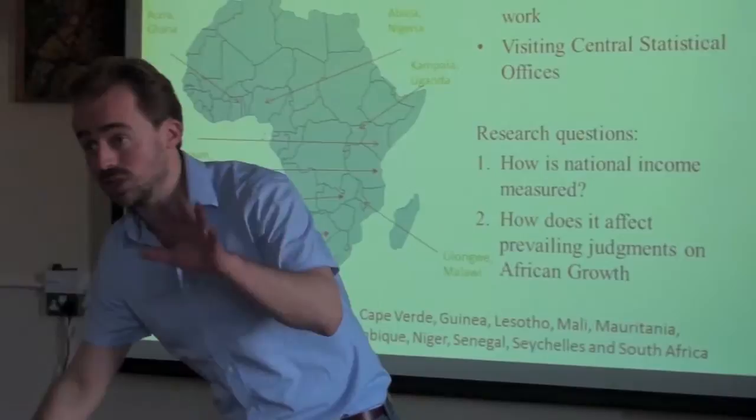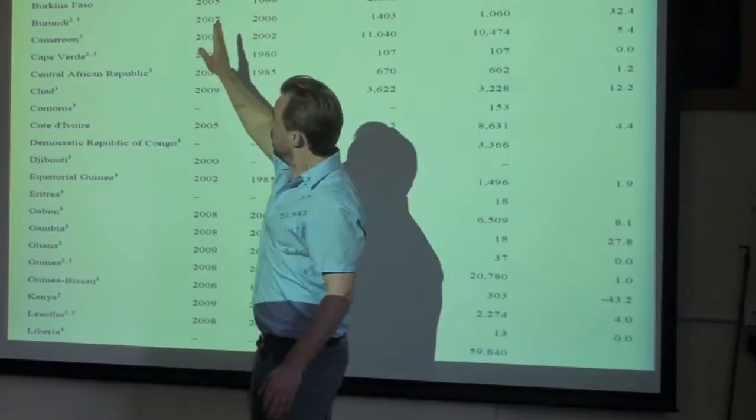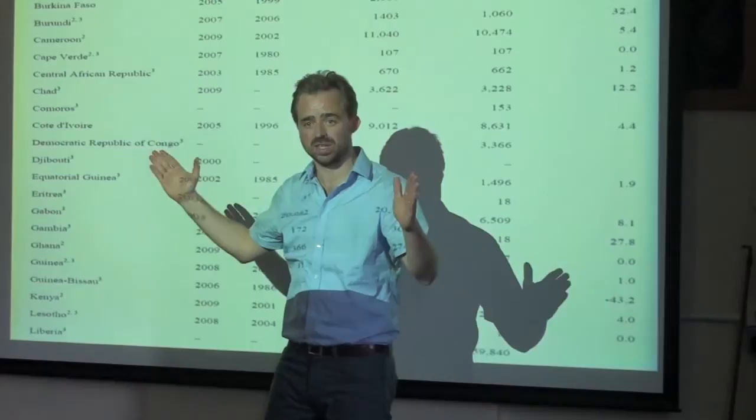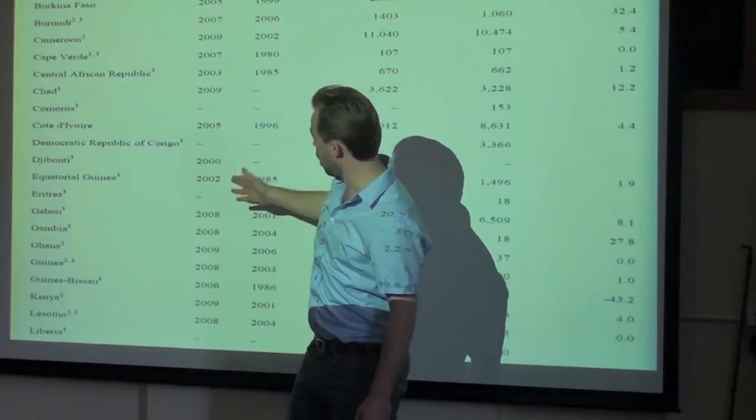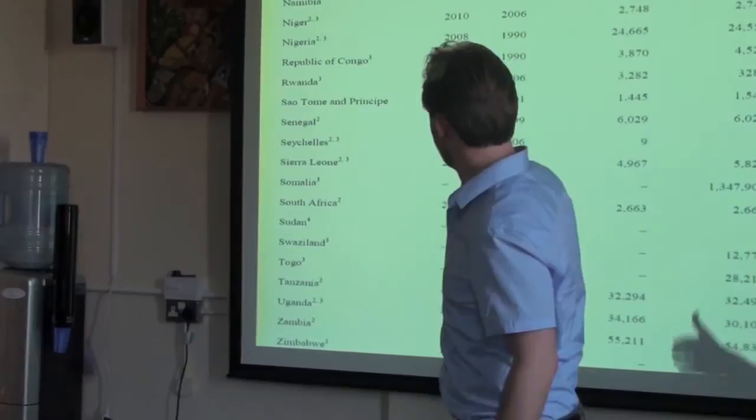So how much do we know when we download the data? One thing I found out: the World Bank does publish a 2010 estimate. I went to each of the statistical offices and asked them, when did you last do an estimate? Because then at least we know the gap between the actual estimate and the guessing, making up, and gap-filling methods being used. And you see it varies quite a lot. Some countries like Burundi and Ghana are up to date. Others are sometimes as much as a decade behind, so year 2000 and so forth. So that's one of the things that matters.